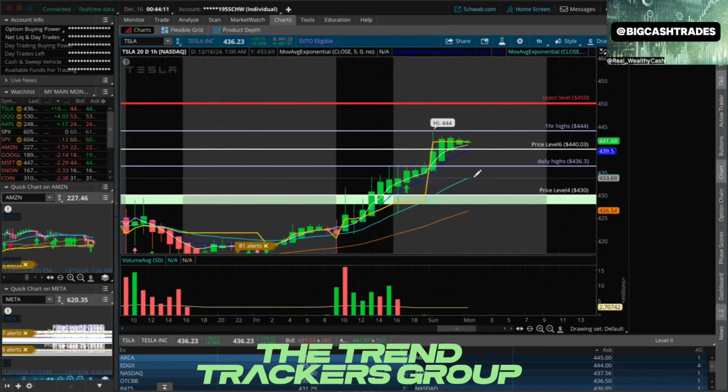We could take some profits here, take another load off here, hold some more, see if we could push to 440, take another majority off, and then we could just hold just a few runners to test out to see if we could get to that 444. So that's the plan right there.